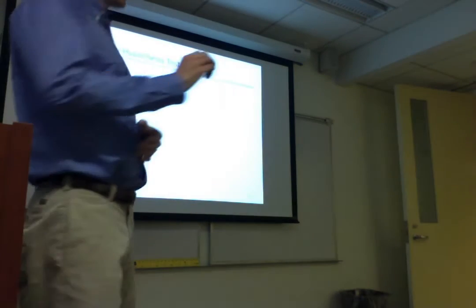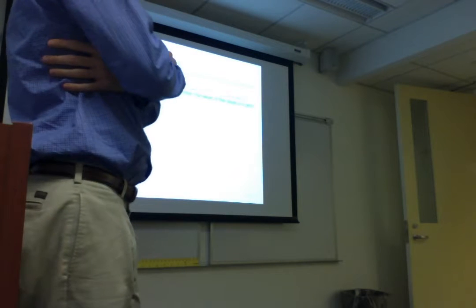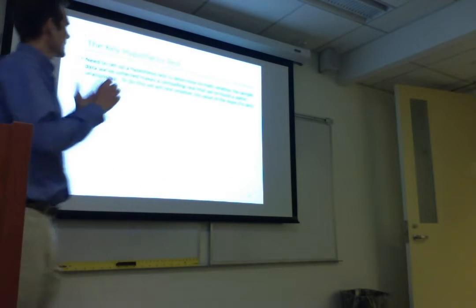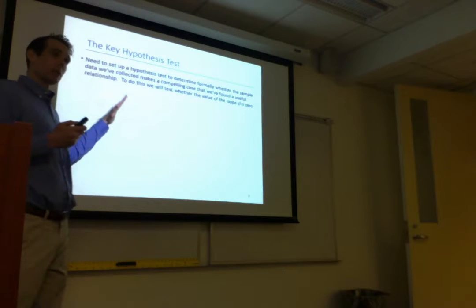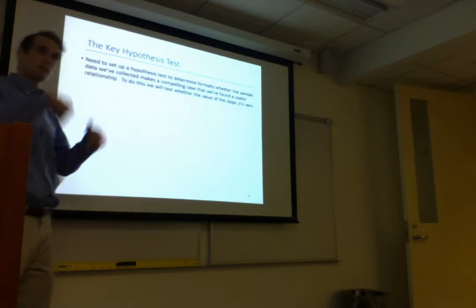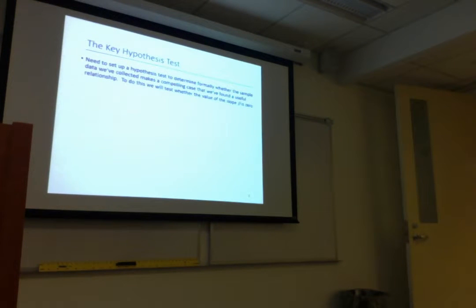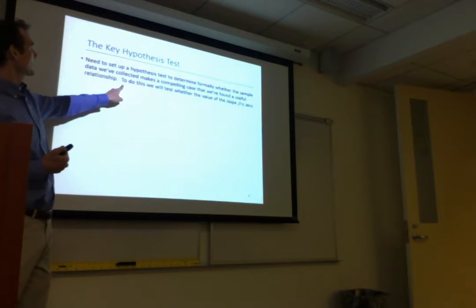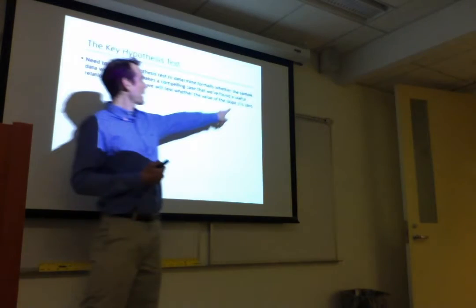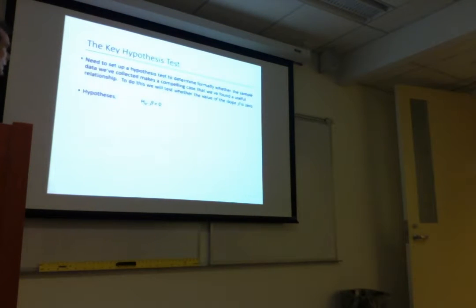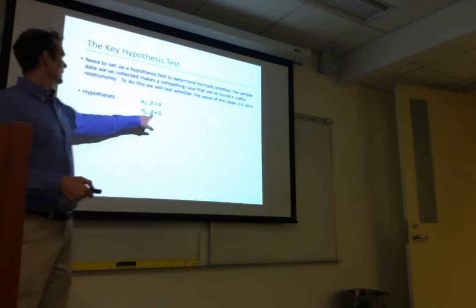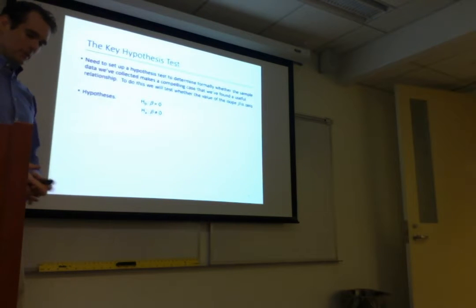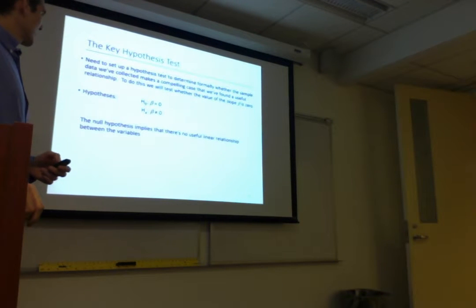So as I recall, these next little paragraphs are just a way of summarizing that. We need to set up a hypothesis test to determine formally whether the sample data we've collected makes a compelling case that we found a useful relationship. Our useful relationship would be more time online means more money online. If that's true, then that helps us in our business decisions, perhaps. To do this, we will test whether the value of the slope B, the population slope, is 0. So, null hypothesis: the slope in the population equals 0. Alternative hypothesis: the slope in the population does not equal 0. Let's gather some data and see if we can disprove the null.